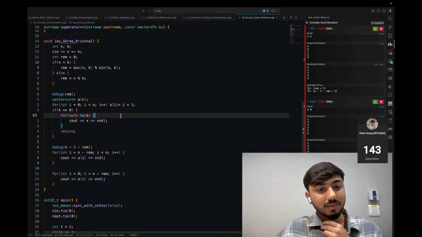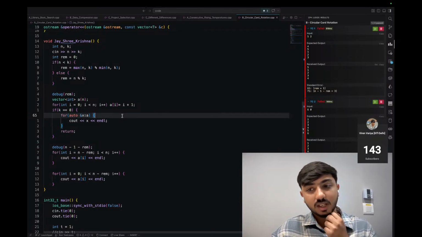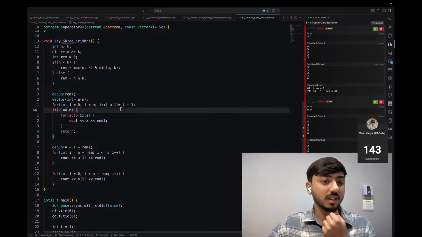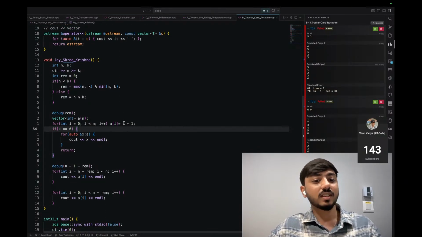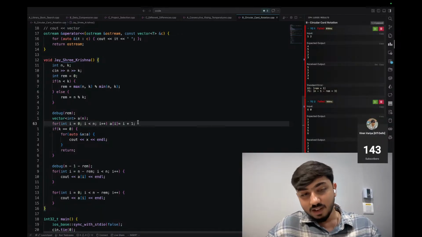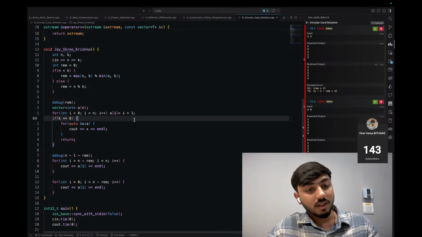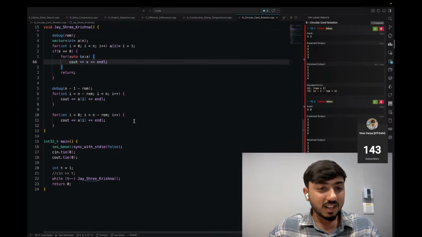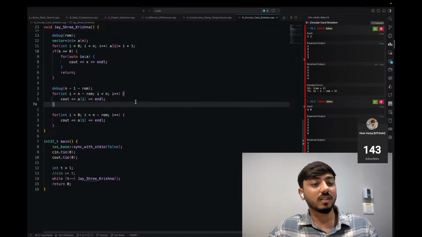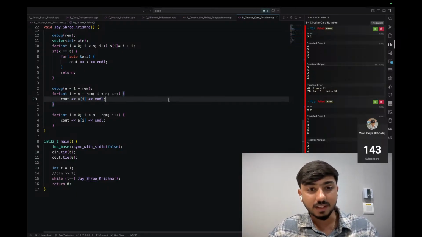Start with C++ because there are lots of resources available. Python is also a good option. C++ is also a good option. Learn the basics. Try to apply where you can apply your learnings. Then that's how you can build your confidence. Then practice, practice, practice. That's how it is.